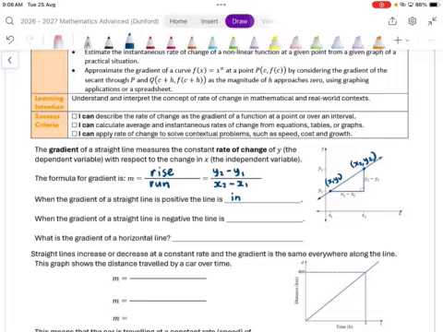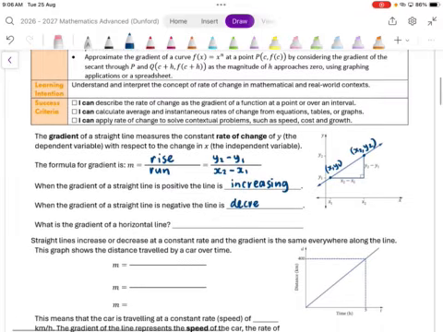Now, when the gradient of a straight line is positive, meaning it's going up from the left to the right, it is increasing. And when the gradient of a straight line is negative, the line is decreasing. So what we are looking at is also what happens with the gradient of a horizontal line. The gradient of a horizontal line is 0. The gradient of a vertical line is undefined, okay? It's neither 0, positive, or negative.